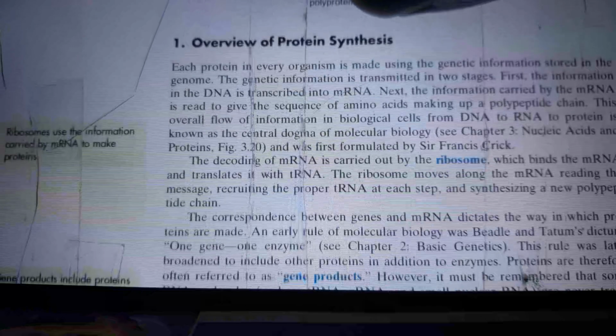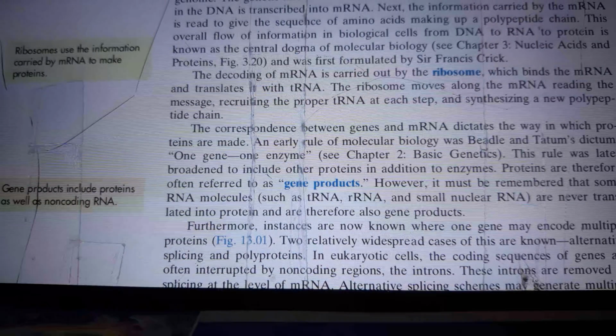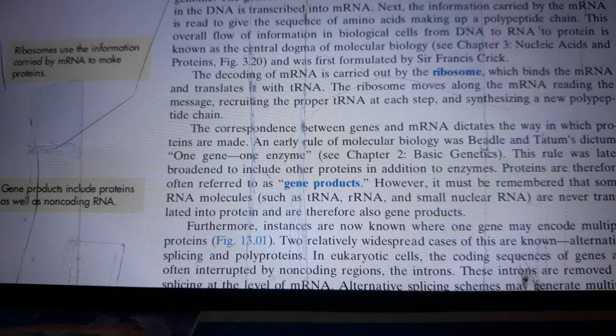Now, overview. Each protein in every organism is made using the genetic information stored in the genome. The genetic information is transmitted in two stages. First, the information in the DNA is transcribed into mRNA. We just read that. Next, the information carried by the mRNA is read to give the sequence of amino acids making up a polypeptide chain. This overall flow of information in biological cells from DNA to RNA to protein is known as the central dogma of molecular biology.